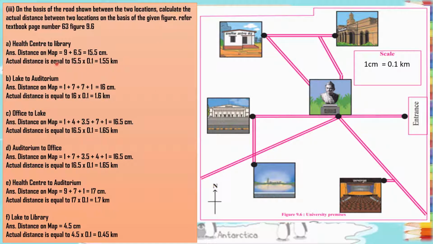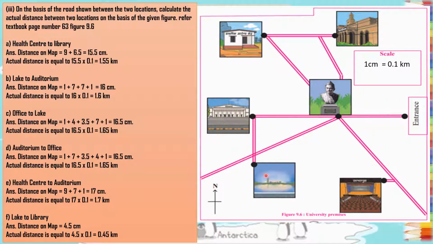And actual distance is 15.5 multiplied by 0.1, that is 0.1 kilometer is our scale. So 15.5 into 0.1, we get 1.55 kilometer. So the distance from the health center to library is 1.55 kilometers. The next one is lake to auditorium. Now where is lake? This one is the lake to auditorium.